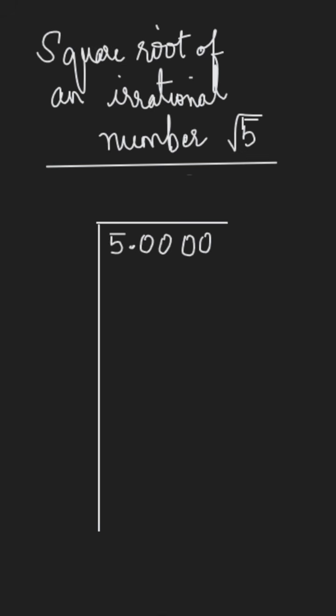Now it's time to choose the first divisor. You choose the first divisor such that the square of that number is equal to 5 or less than 5. So I'm choosing 2 here because I know 2 squared is 4, which is less than 5. So I write 2 times 2, which is 4, and the next step is to subtract. 5 minus 4 will give you 1, and then you bring the pair of zeros down.